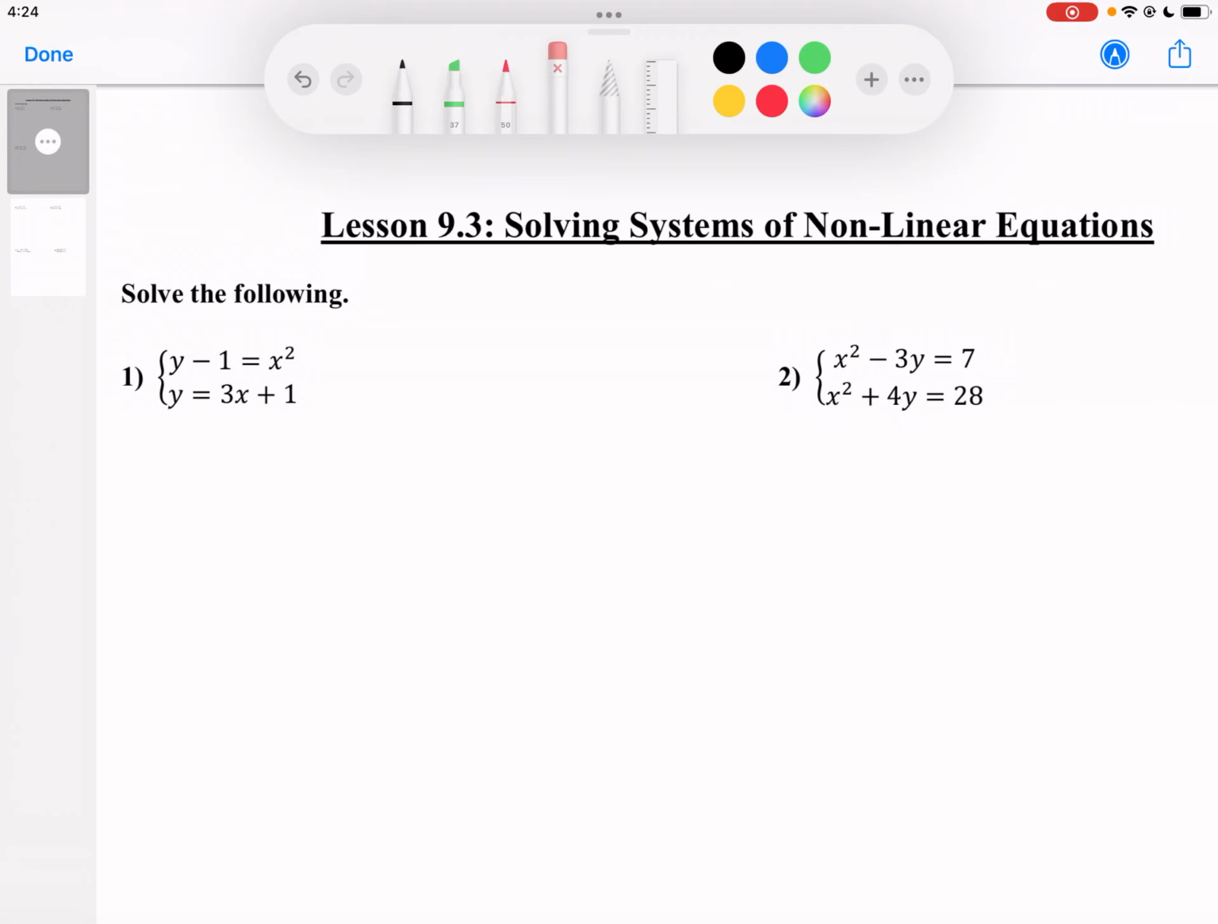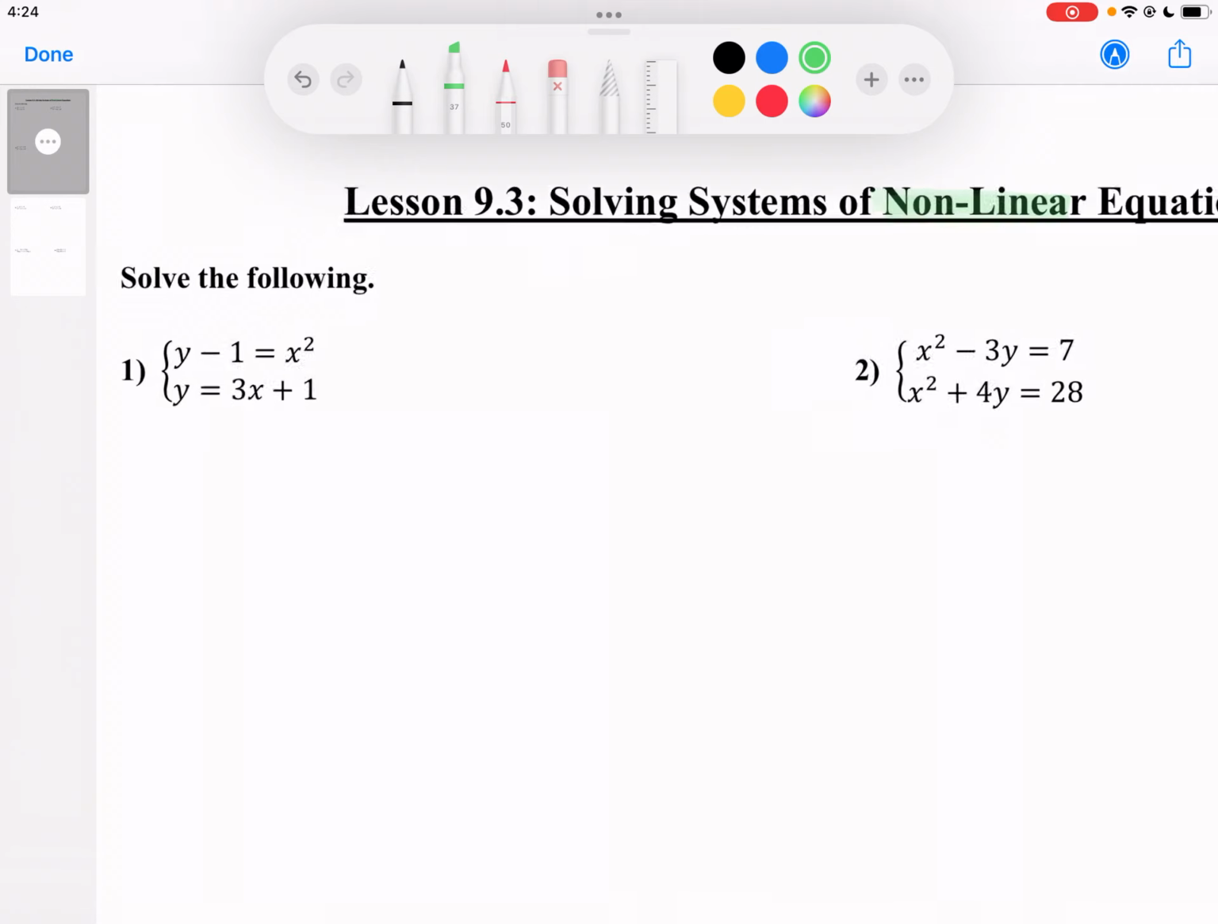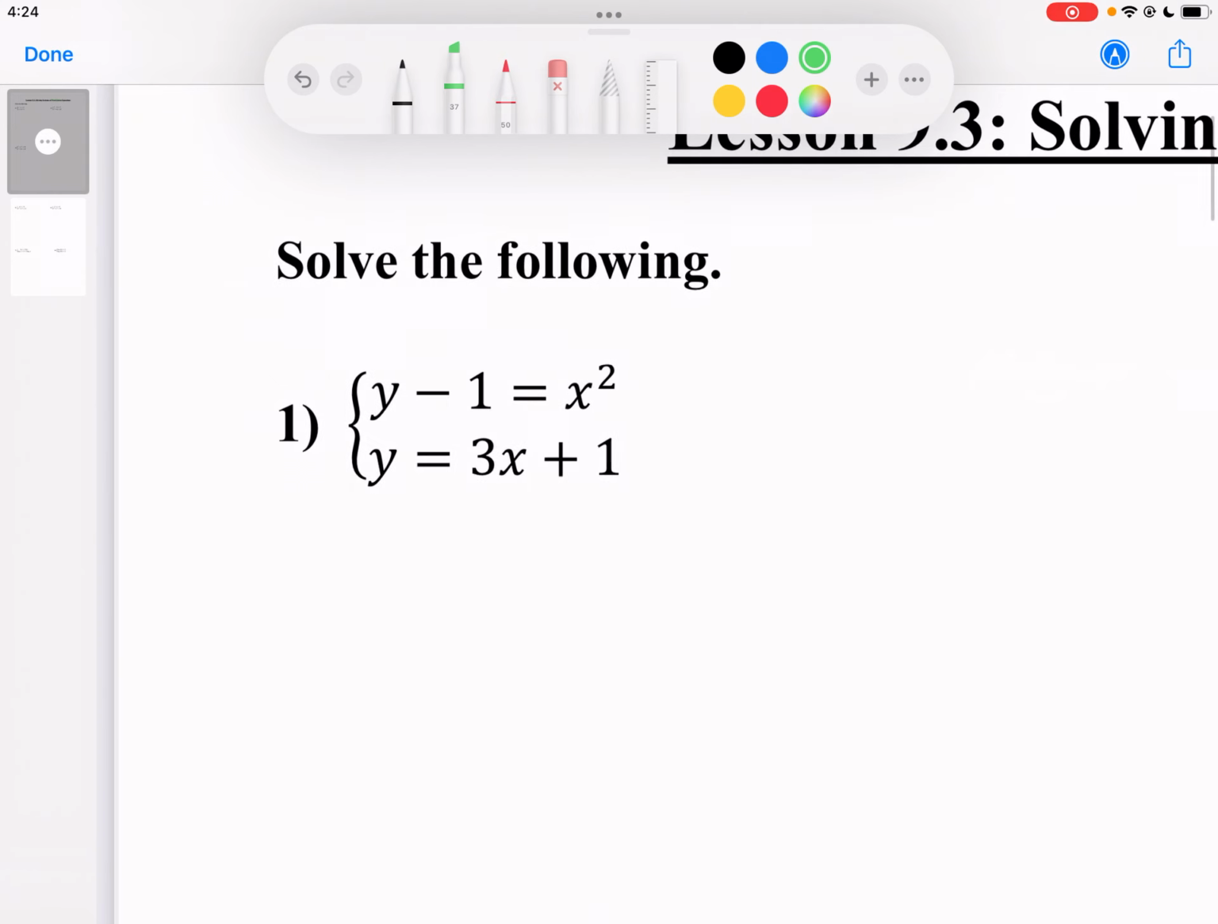Last time we solved systems of linear equations, and today we are going to solve systems of nonlinear equations, which simply means that at least one of the equations in the system is not a line. We're going to jump right in because the process is the same as last lesson. We're going to use either substitution or elimination, depending on the problem and what seems easier.